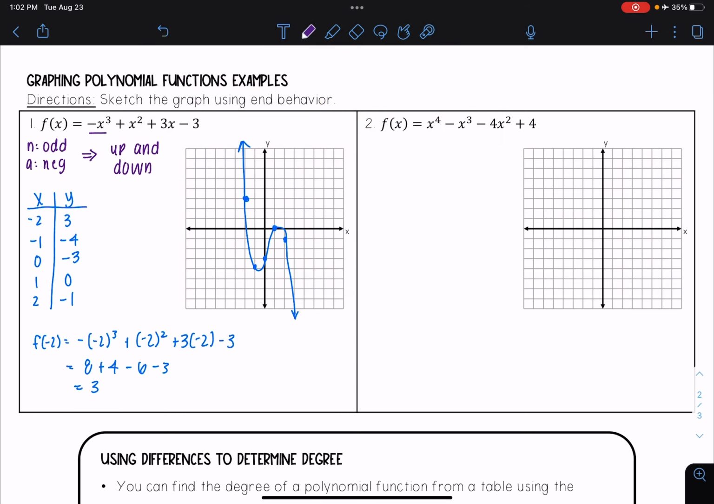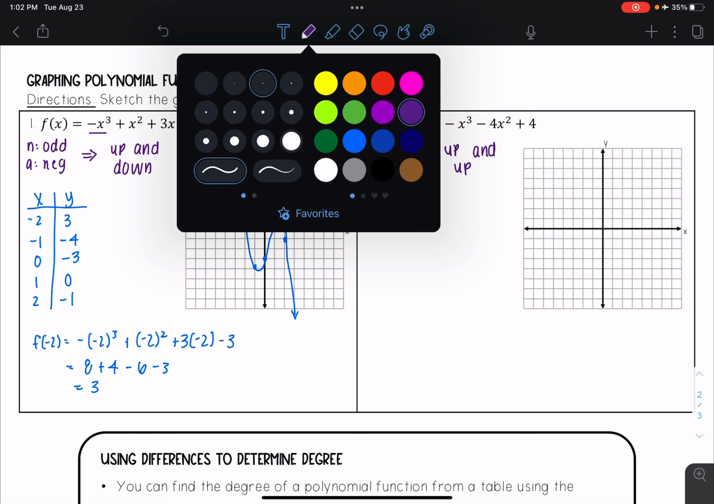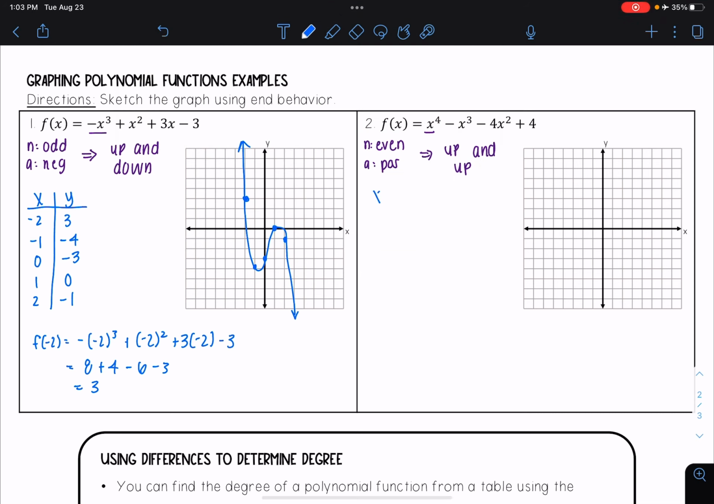Now let's try one more. Here I have f of x is equal to x to the fourth minus x cubed minus 4x squared plus 4. My leading term is x to the fourth, so my degree here is even. And then my a is positive. So according to my chart, that means my end behavior here is up and up. And now I'm going to find some points.